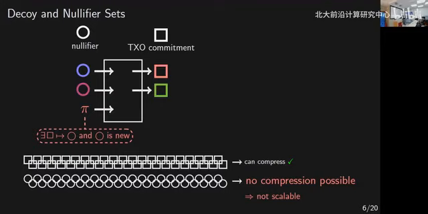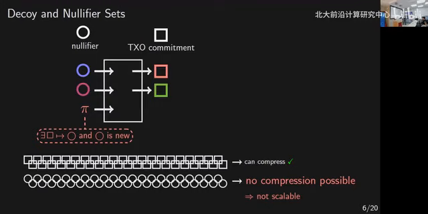Confidential transaction. So when you define compress, you mean you hope that the amount of storage we need only depends on the number of distinct accounts rather than the historical transactions. Exactly. Yes.